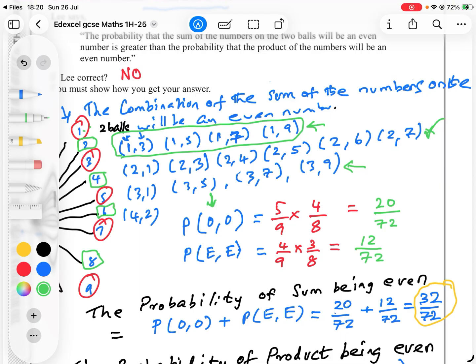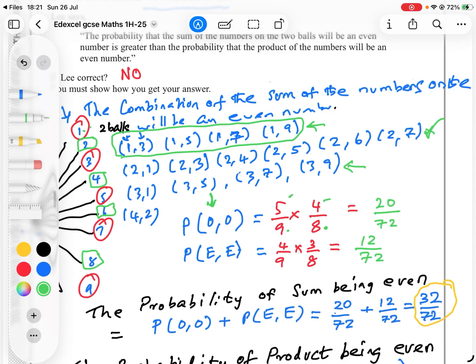Now the second ball is going to be an odd number. You already took one odd number ball, so you have only 4 balls with odd numbers. You didn't put it back. So before there were 9 balls, now 8 balls. The odd numbers before were 5, already took one, take away 1, 4.